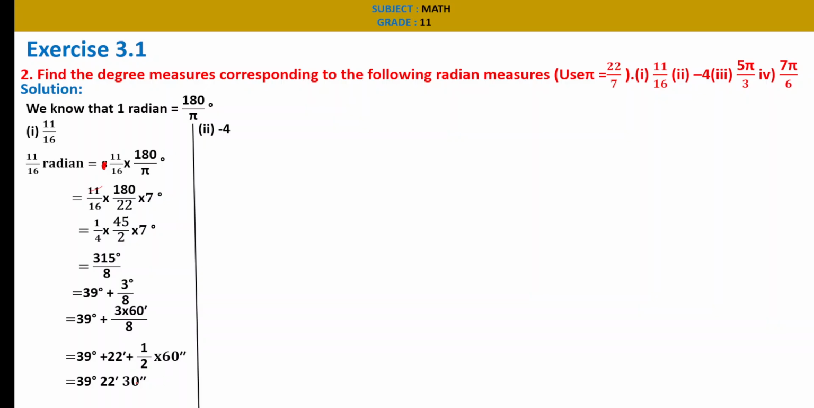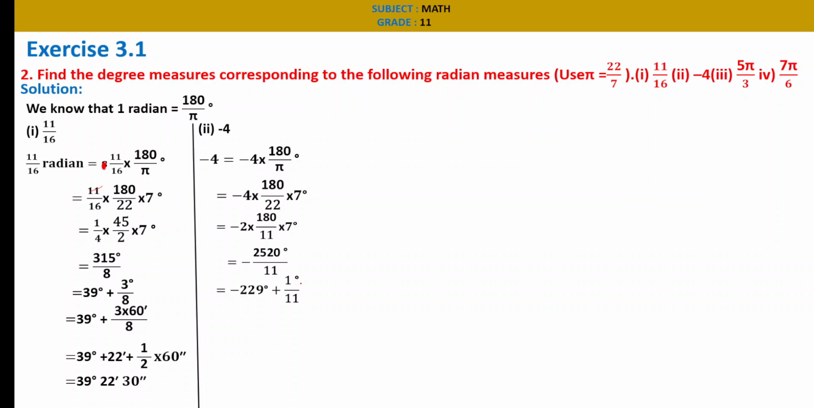Let us see the second one, minus 4 radians. So minus 4 radians can be written as minus 4 into 180 by pi degrees. That is minus 4 into 180 by 22 into 7 degrees. 2 elevens, 2 twos. So minus 2 by 11 into 180 into 7. If you multiply the numerator, we are going to get 2520 degrees divided by 11. So therefore, this is minus 229 degrees plus 1 by 11 degrees.